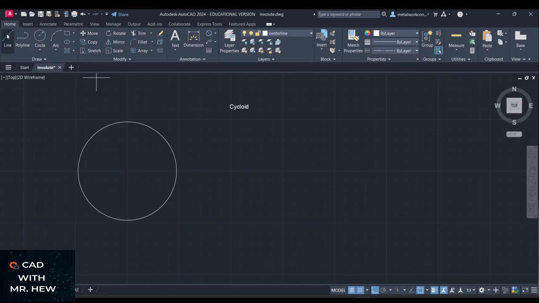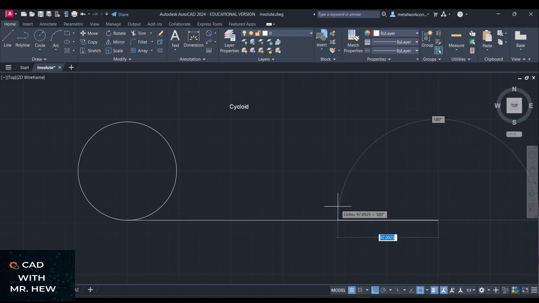The next thing we're going to do is draw a line that is equal to the circumference of the circle. I made a video not too long ago, today in fact, showing you how you could calculate the circumference of the circle given the diameter, so maybe you could visit that video if you need to. So this is the circumference of my given circle.